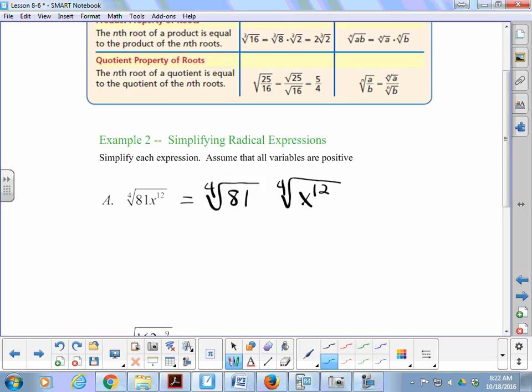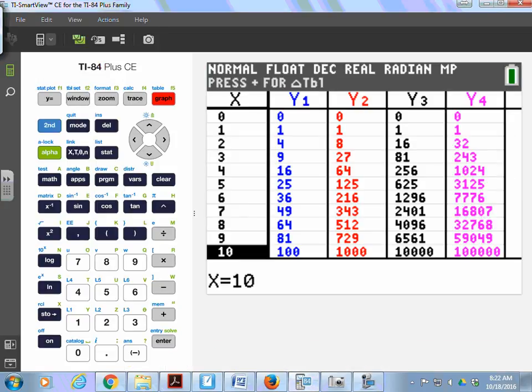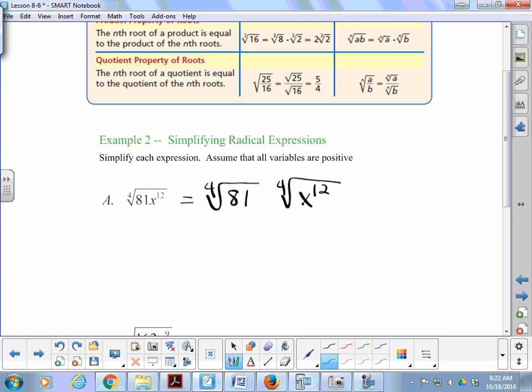All right. So I look at my chart, or on my calculator, what number to the fourth power is 81? Is it in our y3? Yes, it is. And the answer is 3. So 3 to the fourth power is 81. So this part here is equal to 3.